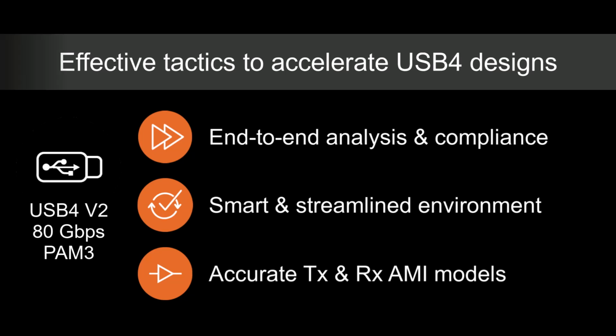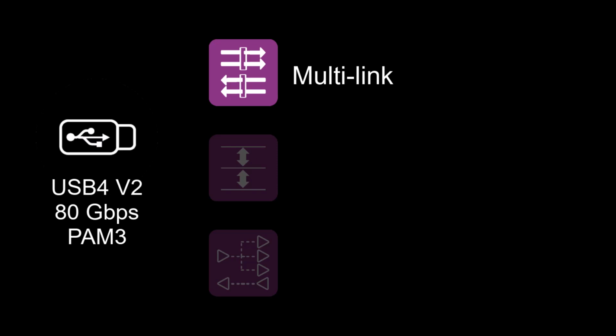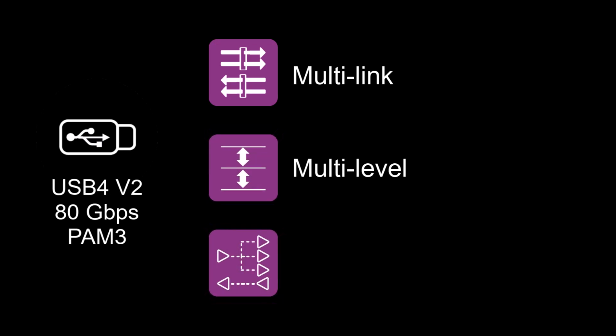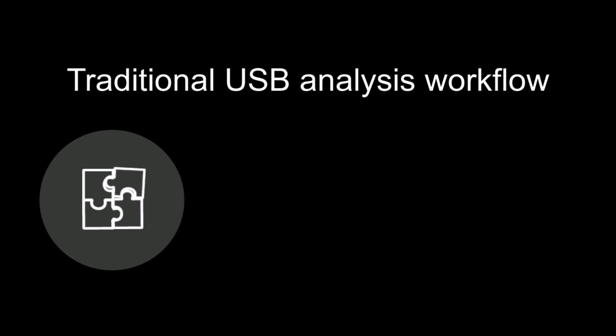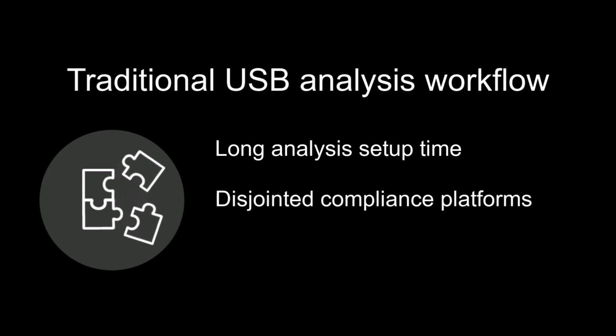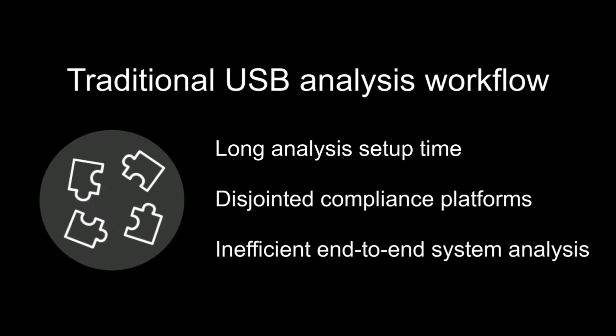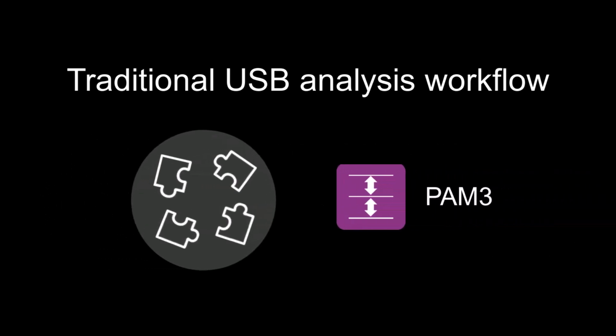With the USB4 version 2 release, engineers are facing increasing pressure to validate multi-lane, multi-level, PAM3, asymmetric link designs while meeting compliance. If you use a traditional workflow, you will find the analysis takes too long to set up and compliance requires multiple platforms. It is difficult to get a good system-level analysis quickly. Adding the new PAM3 modulation, the old way just doesn't scale.